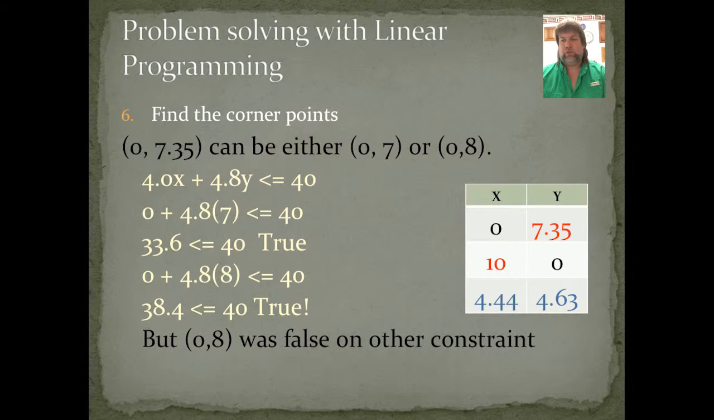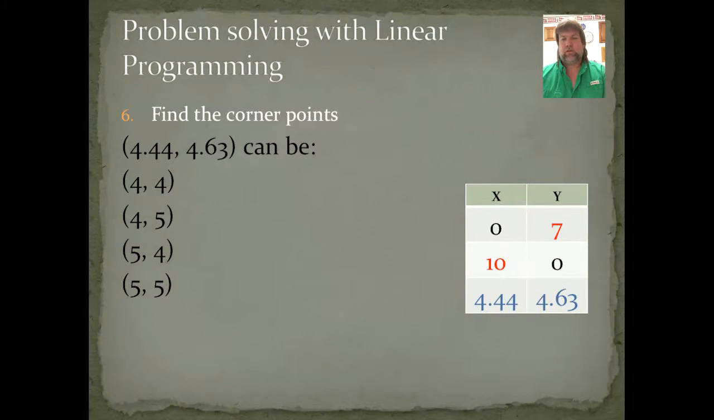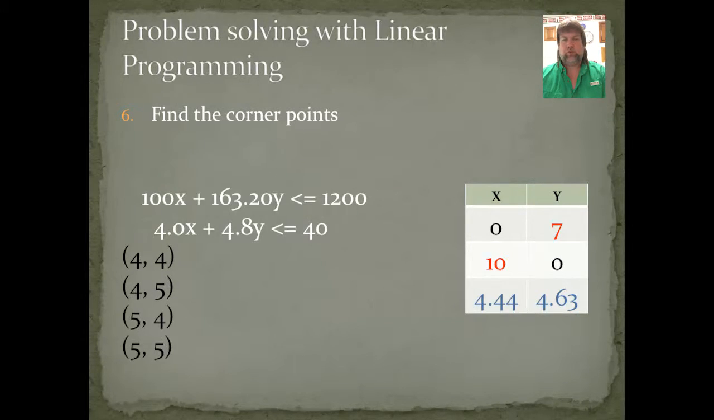So we know that 8 cannot be true because it did not stay in line with the constraints. So we'll have to leave that one at 7. The other corner points in question here that need to be whole numbers are 4.44 and 4.63. So they can either be 4, 5, or 4, 5. We can round each one of them either up or down.